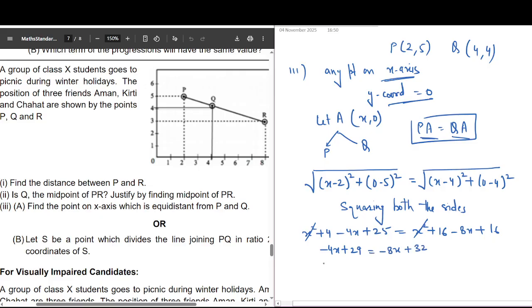Now we will solve further. Minus 4x plus 8x is equal to 32 minus 29. So we got 4x equals 3 and x equals 3 by 4. So we got the value of x. Therefore, the coordinates of point A will be (3 by 4, 0). So these are the coordinates of point A, which is equidistant from point P and point Q.